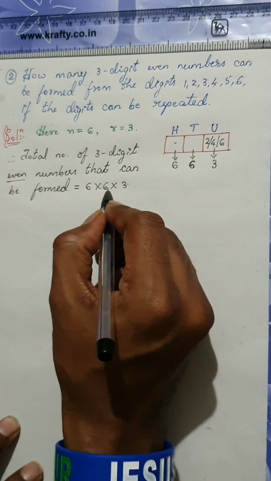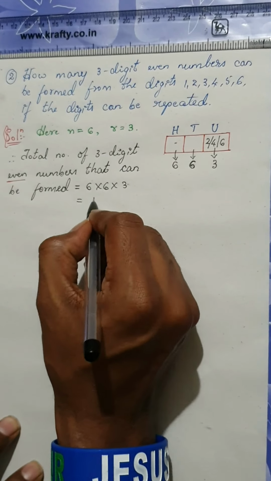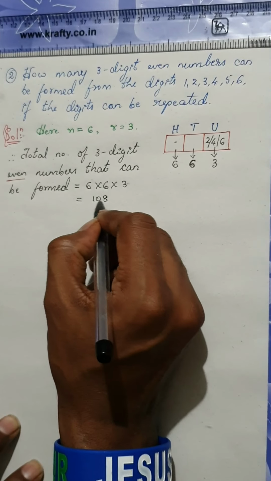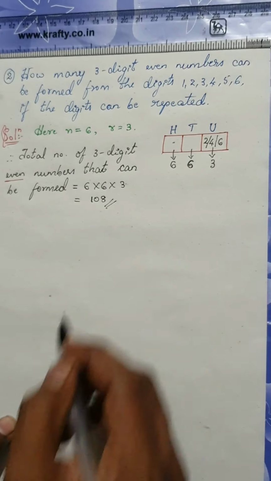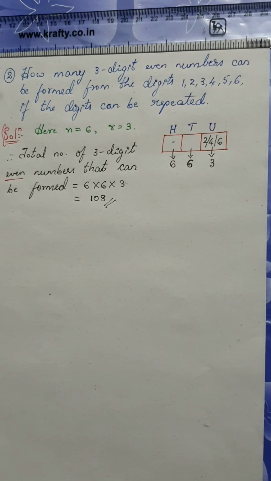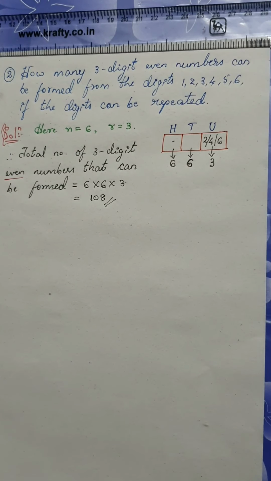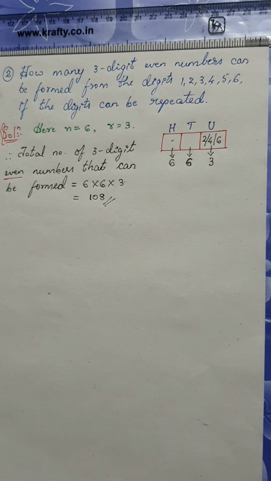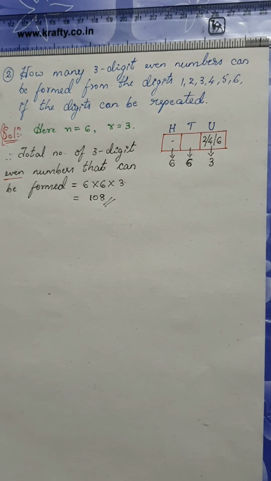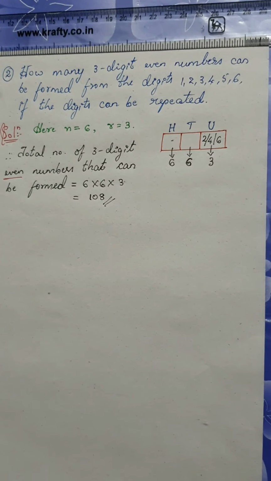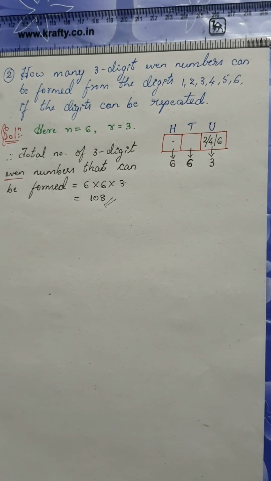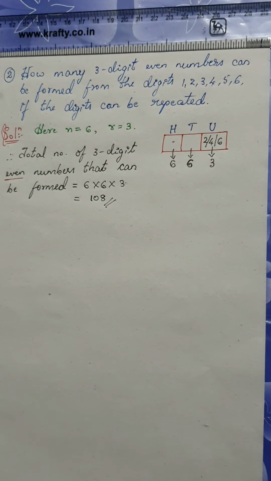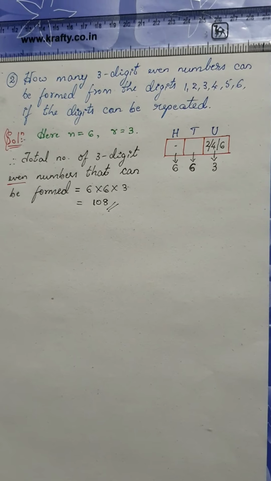Okay, if you multiply, you will get 108. So that is the total number of 3-digit even numbers that can be formed with the given digits. Okay, very simple question, but you should understand the question carefully. Then you can easily solve it. Only thing required here is using your common sense properly. Okay, well, hope you have understood this.